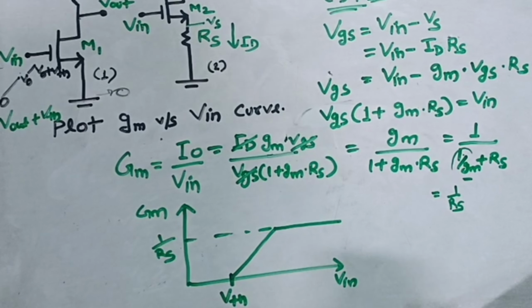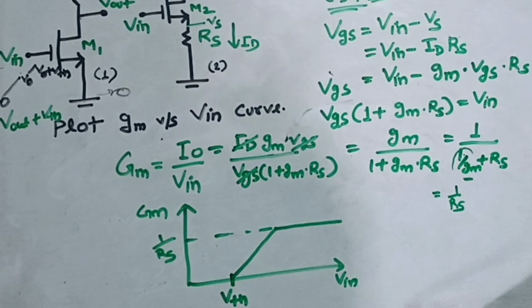So this is how your GM curve will look like for figure 2, where common source is used with source degeneration resistance. GM will increase initially, but after a certain value, it will be saturated, and the maximum GM value will be 1 upon RS. So this question was about plotting GM versus V in curve, and we have plotted for common source amplifier and common source with source degeneration amplifier.